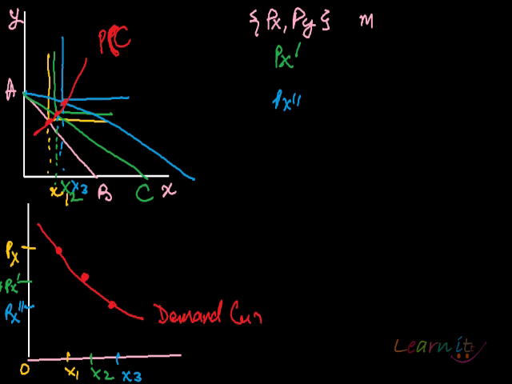So this is the price consumption curve or price offer curve and the demand curve for perfect complements.